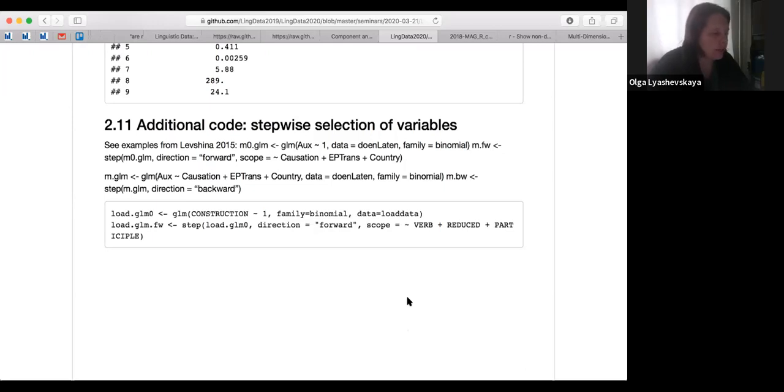And in Lefshina's data, we actually used such predictors as some linguistic features from the context, such as transitive verbs or verbs of causation or other kinds of semantics and syntax, but also a sociolinguistic variable, such as, for example, country. In order to remind you, I will now show you one of the models, where we just use the GLM function to fit the model.